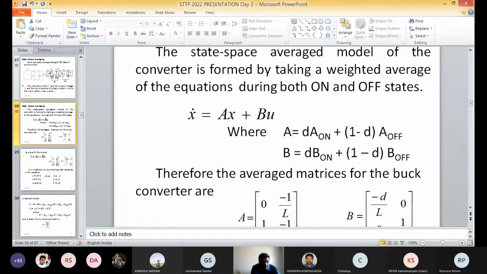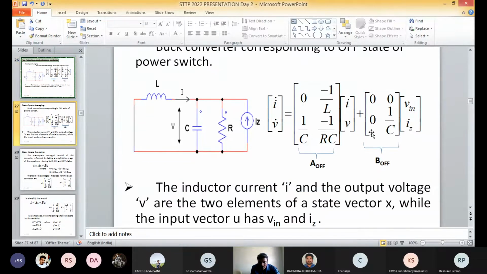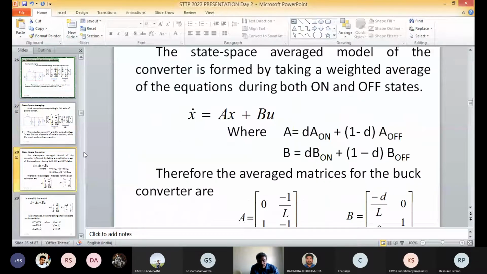A on is the matrix corresponding to the on period of the switch, and B on is the matrix corresponding to the on period, and A off is the matrix corresponding to the off period, and B off is the matrix corresponding to the off period. So from that, by taking the average over a switching period, D times A on plus (1 minus D) times A off, we get the final A matrix and B matrix here. The A matrix and B matrix correspond to the state model for the buck converter.